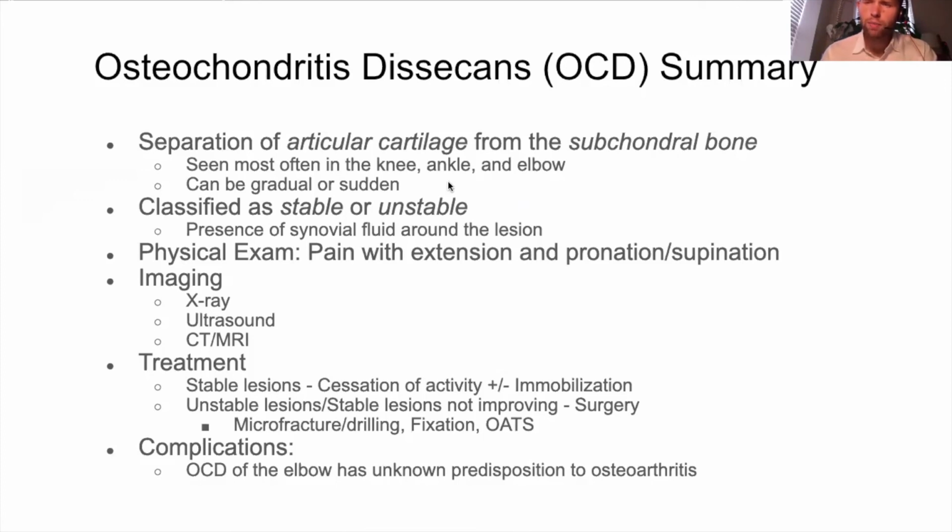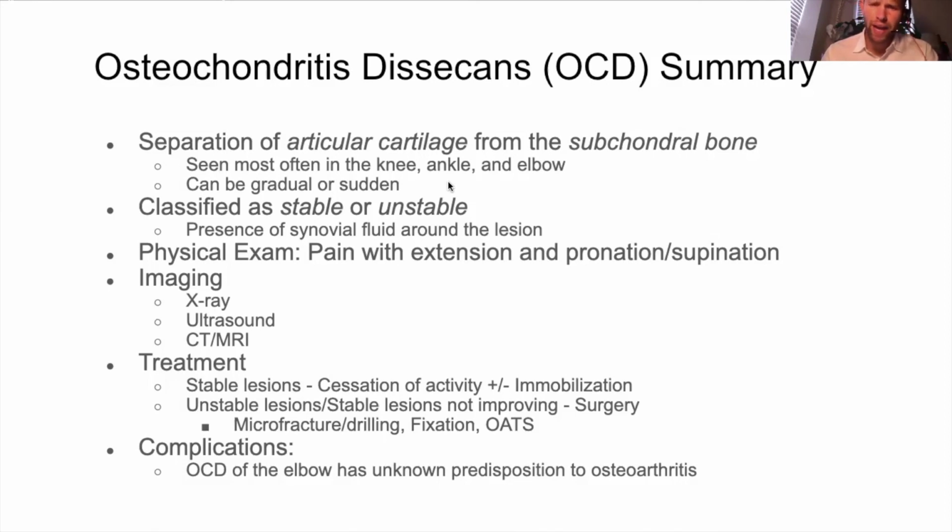Just to review, though, let's remember that the osteochondritis dissecans lesion is a separation of articular cartilage from the subchondral bone underneath it, most often seen in the knee, ankle, and elbow, actually in that order, and it can be gradual or sudden. These lesions are classified as either stable or unstable based on the presence of the joint fluid underneath the lesion. Essentially, if the lesion does not have joint fluid underneath it, if you do not see the ability for that lesion to move off of the subchondral bone, then it's considered stable. An unstable lesion does have the ability to move off. You do see articular fluid or synovial fluid underneath the lesion.